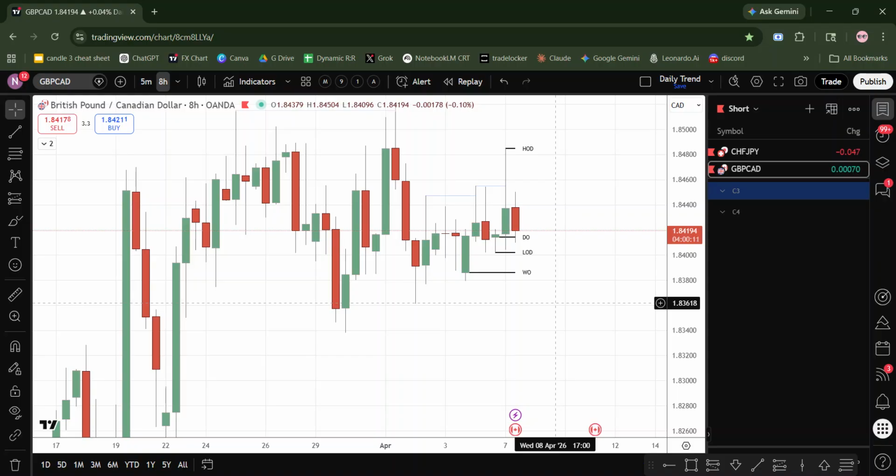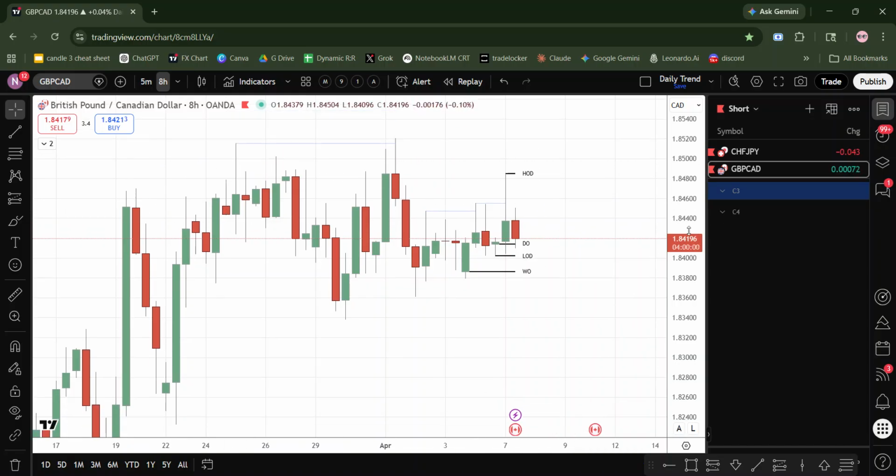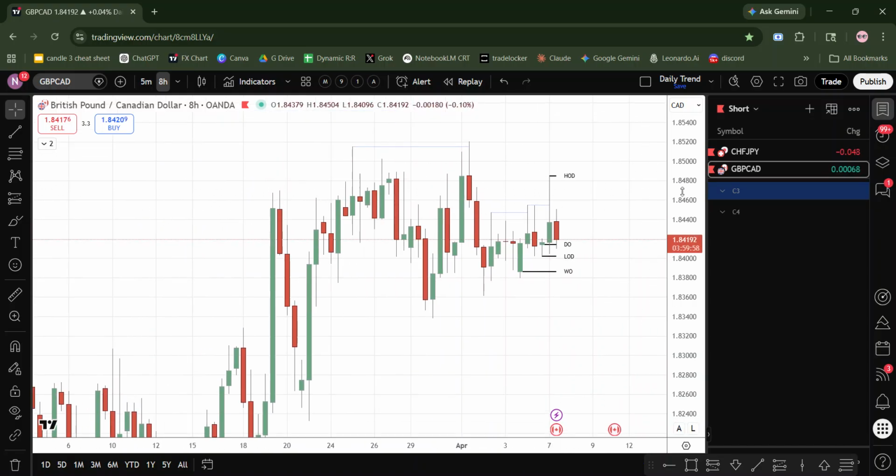Now, I like for candle two to make the high or low of the day or previous day when I'm trading the 8 hour chart, which is what this example is going to be going over. And if you do it like this, you really don't have to follow that many pairs. But it's up to you to just do it how you see fit.